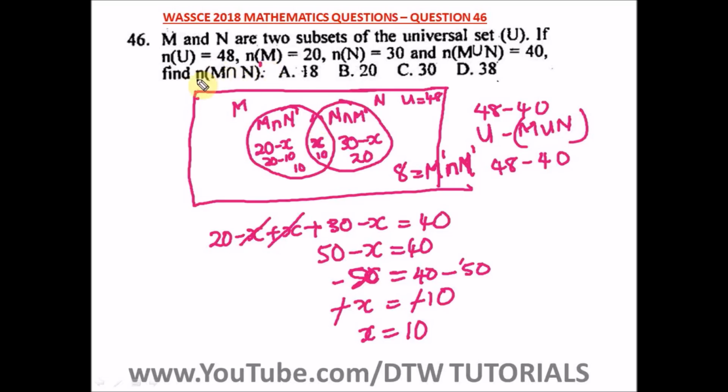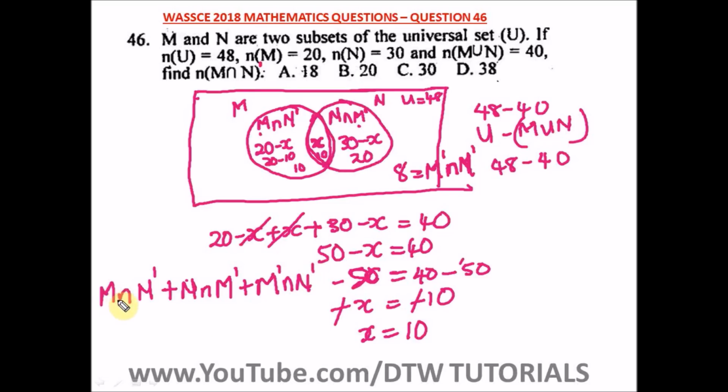So what does this mean? It means that we should find the sum of every other value in this box apart from our intersection, which is apart from 10. So we have to find the summation of this and what is outside the box. That is what this particular expression means. To get this, we are going to sum M intersection N complement plus N intersection M complement, then plus this, which is M complement intersection N complement.